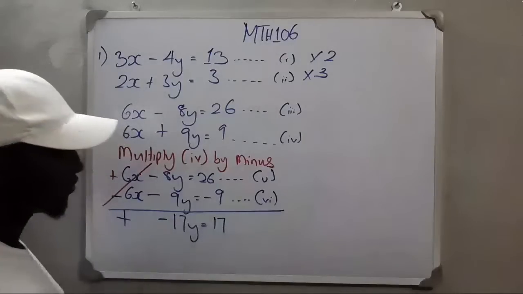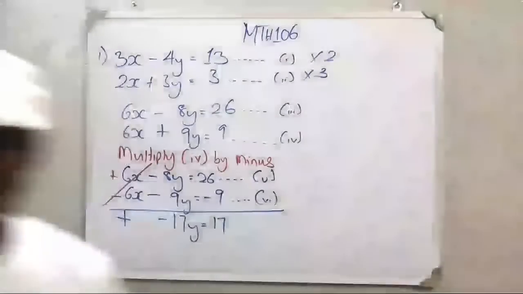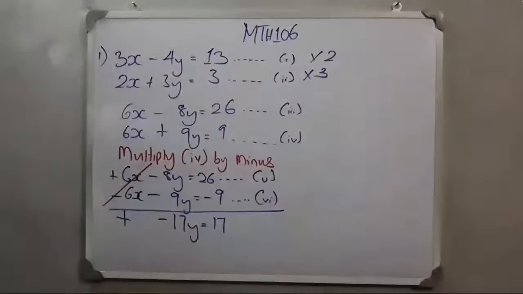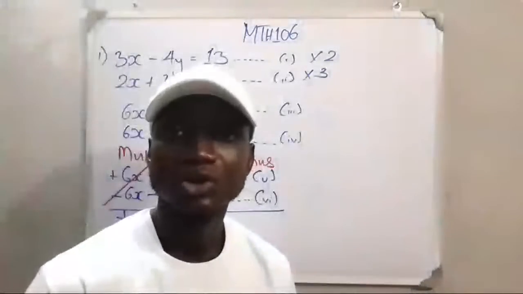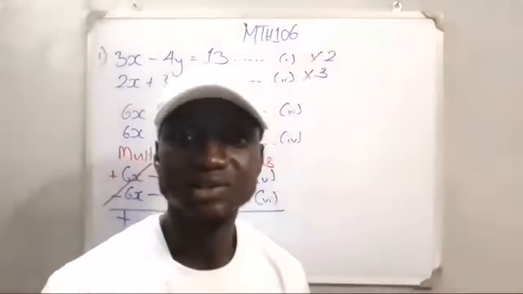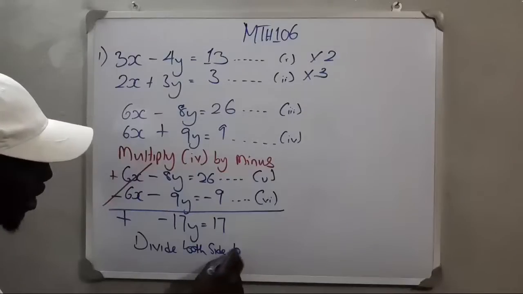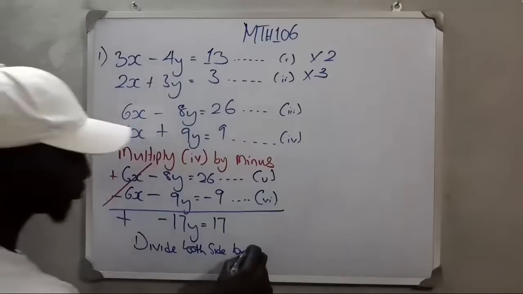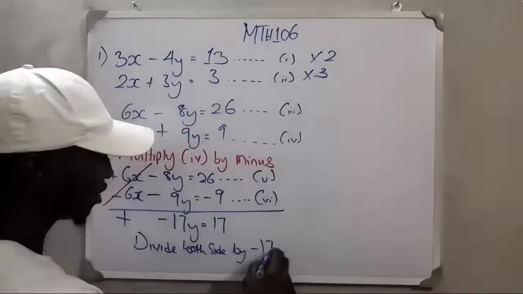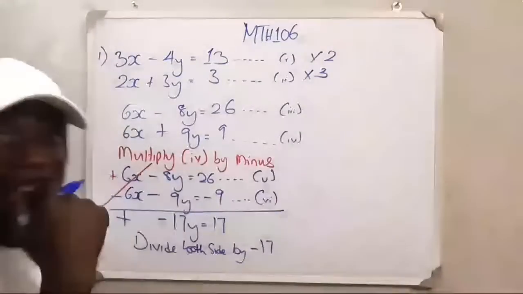This gives us positive 17. So from here we are going to solve for y, so let's pay attention. I believe solving for y should not be a problem. Mrs. Jola says she understands. So we divide by the coefficient of y, which is minus 17.